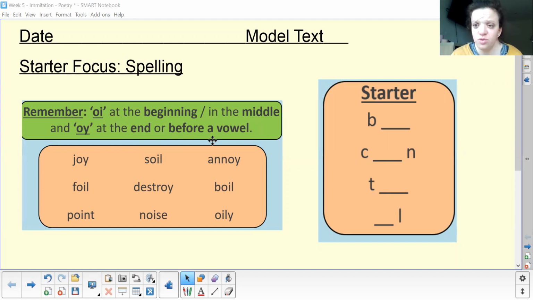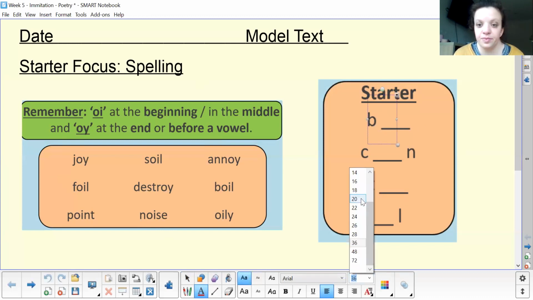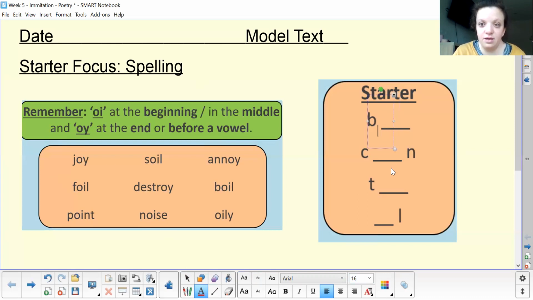The first word you're going to have a go at writing, choosing if it's oy or oi, is boy. So 10 seconds. How are we going to spell boy? 10, 9, 8, 7, 6, 5, 4, 3, 2, 1. Boy is spelled with an O and a Y. Because it's at the end, we usually use that oy at the end.